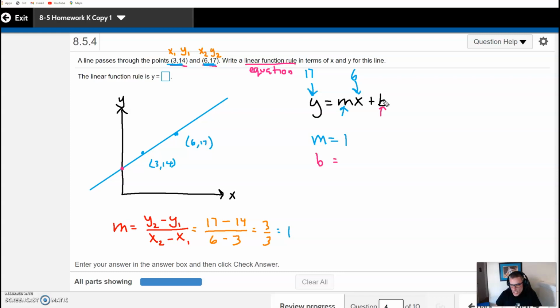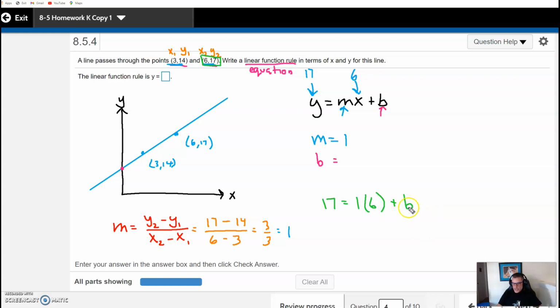So let's see what that looks like. All right, so I'm going to rewrite this equation. Again, we're going to use this point right here. Instead of y, I'm going to plug in 17, because that's the y coordinate, is equal to 1, because we already solved for 1 as the slope, times 6, because our x coordinate is 6, plus b. Notice now we have an equation that only has 1 variable.